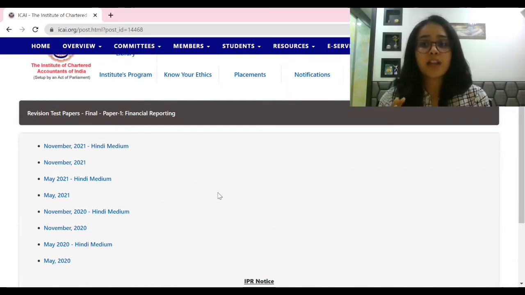So it is recommended that if you have time, you should go through at least past last 3 attempt RTPs, but do not miss out on the current attempt RTP under any conditions. So go through that too. And that is to be done after you have done all of the syllabus at least once. So that's about revision test papers.